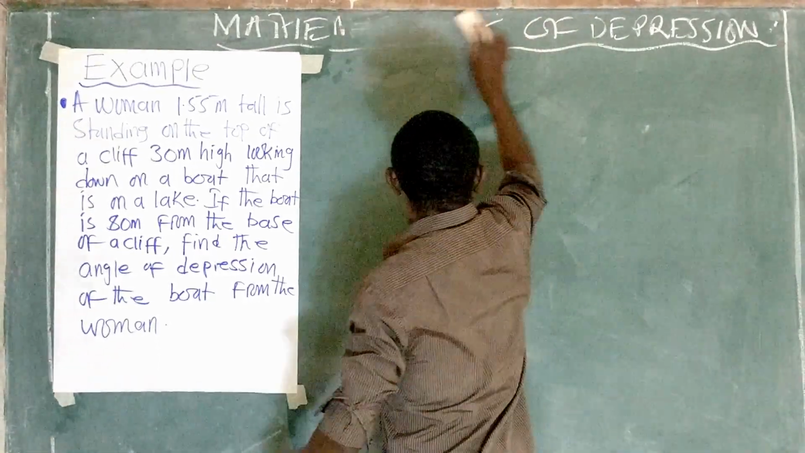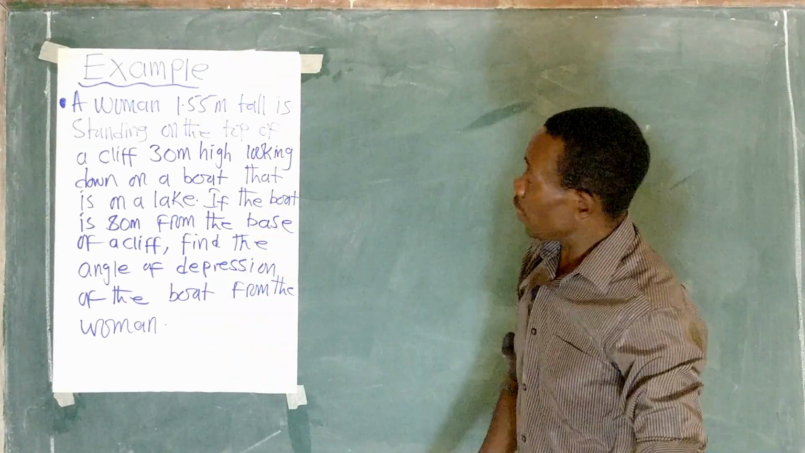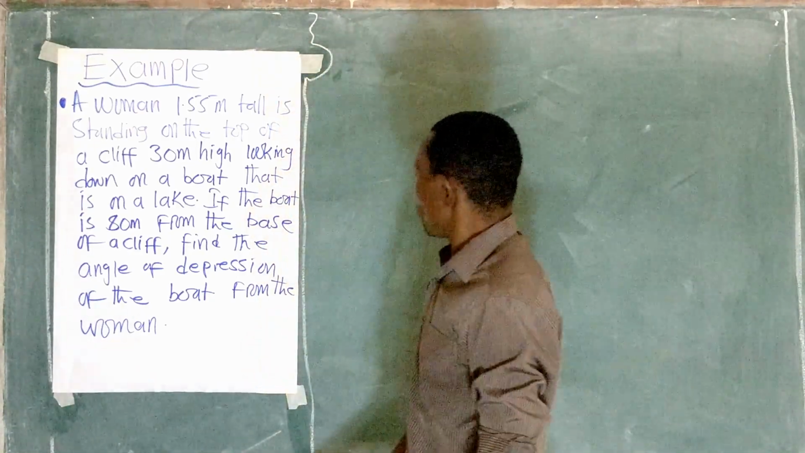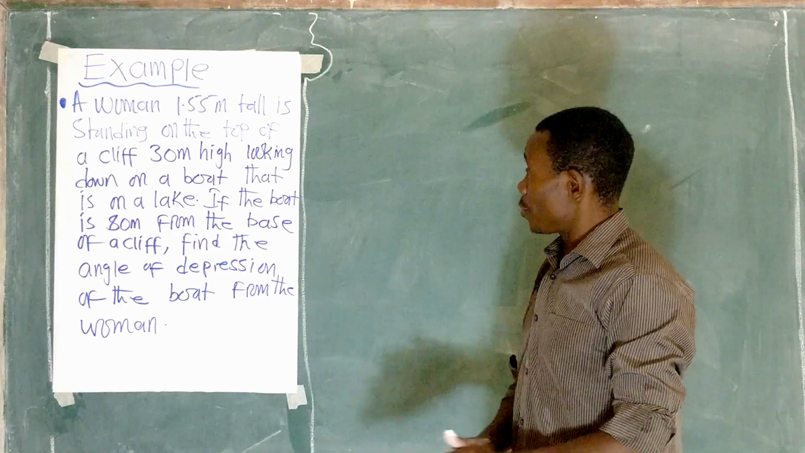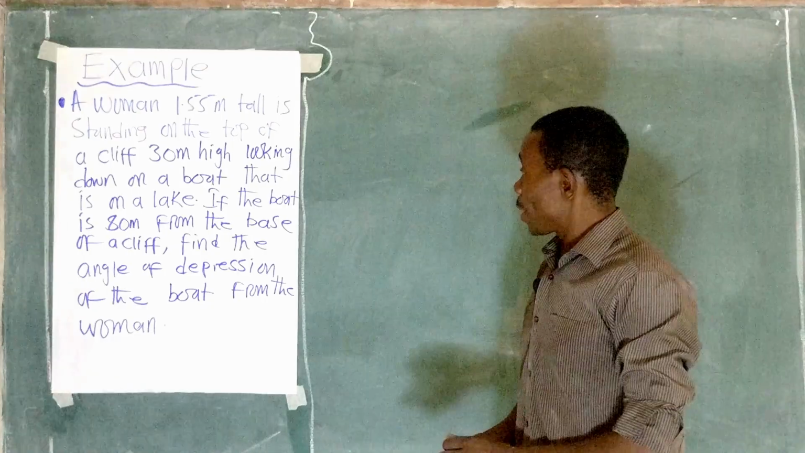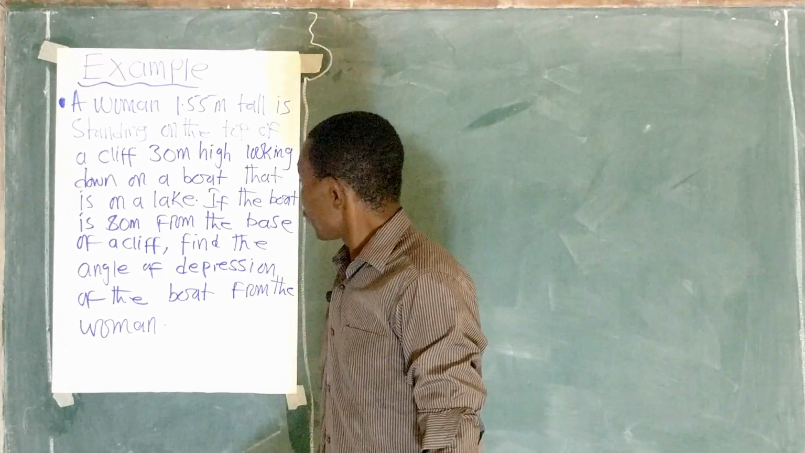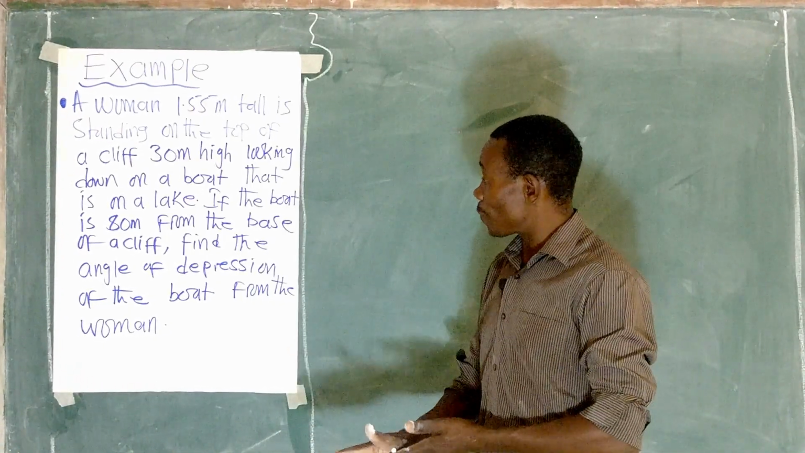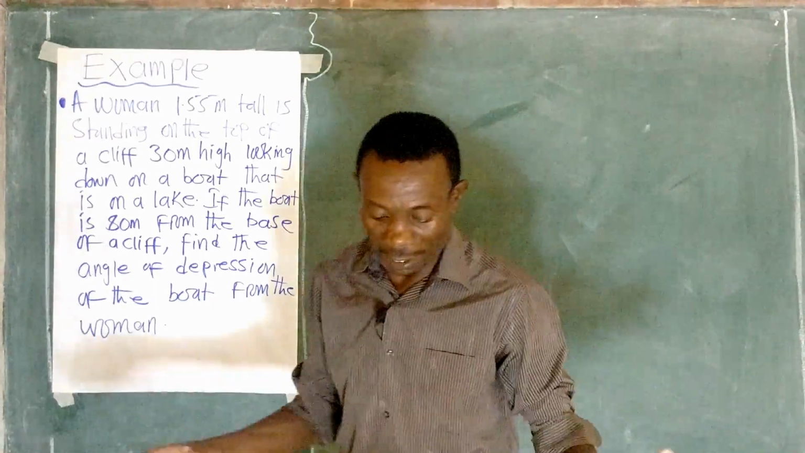So here we are. The question goes like this, and you meet similar situations in real life, where you need to apply knowledge about trig. A woman 1.5 meters tall is standing on the top of a cliff which is 30 meters high. She is looking down on a boat that is on a lake. If the boat is 80 meters from the base of the cliff, we are asked to find the angle of depression of the boat from the woman.